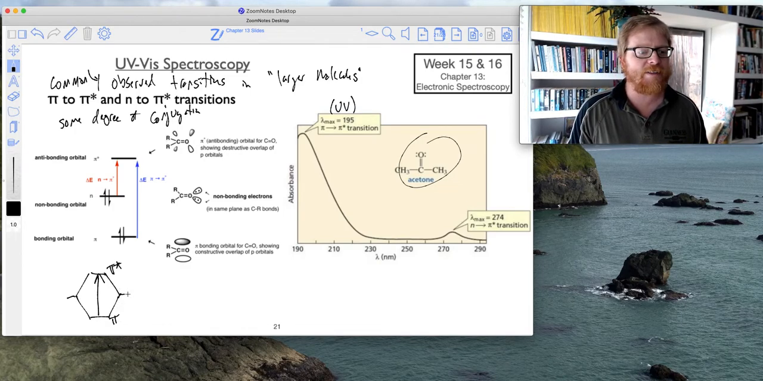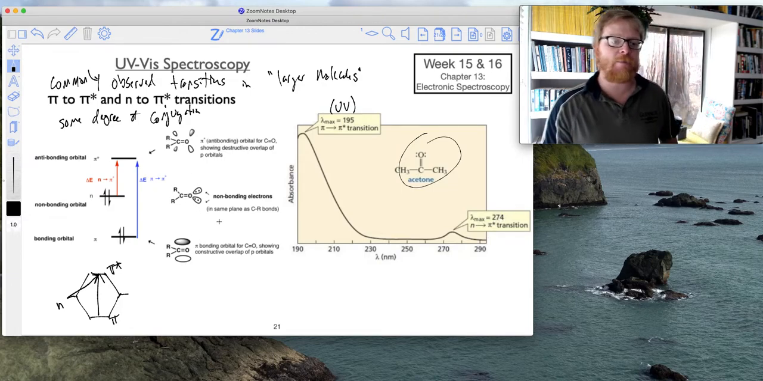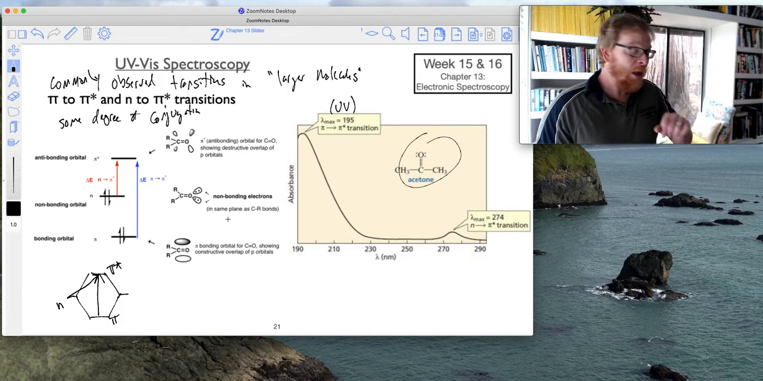Well, then what is an n to pi star transition? Well, an n represents a non-bonding orbital. So typically that's coming from a lone pair, okay? So our n to pi star, as you can tell from this diagram, will occur at a lower energy. And you can see for acetone, n to pi star occurs at 274 nanometers. And here we're seeing those diagrams of the molecules.